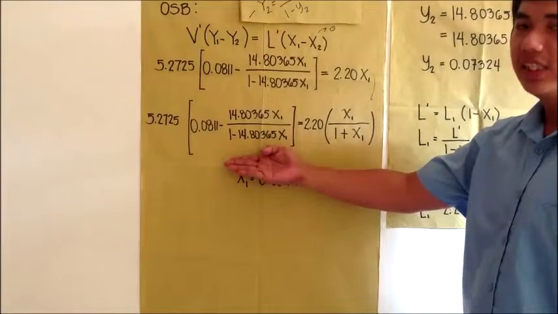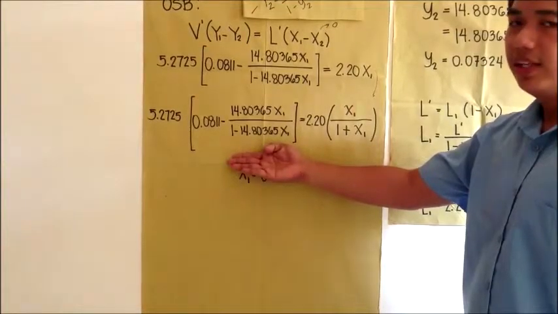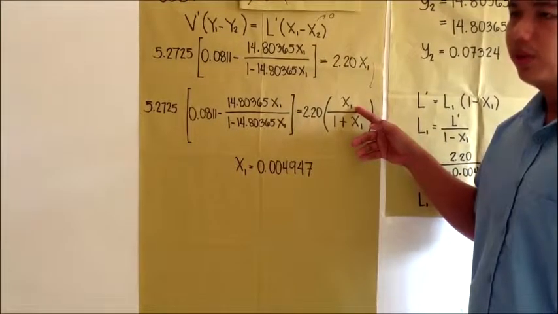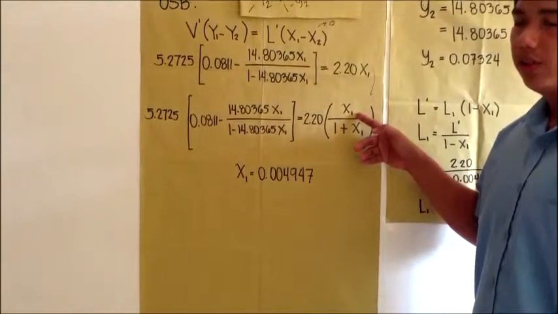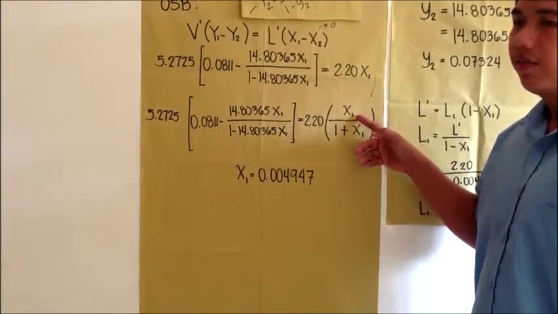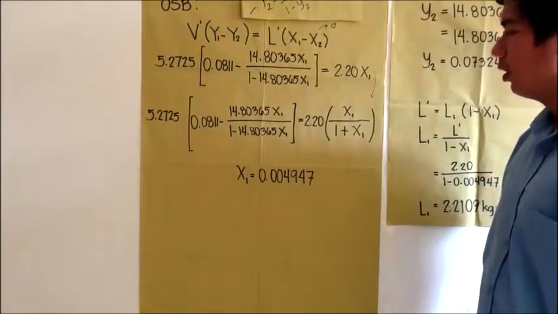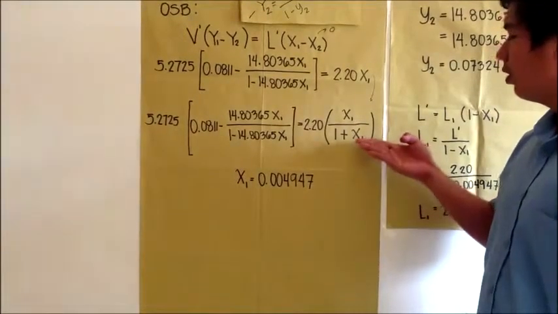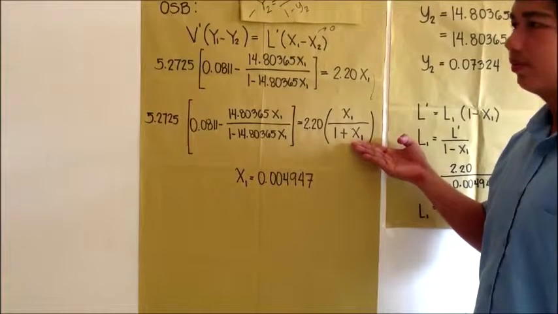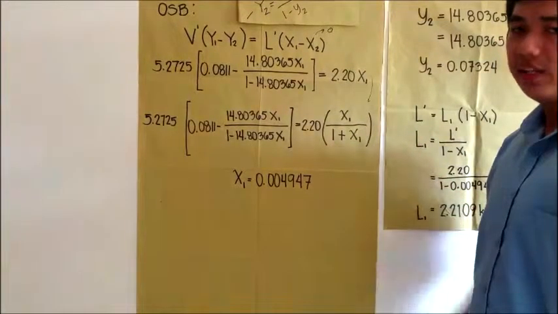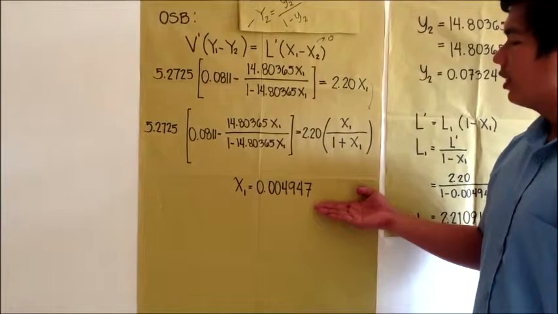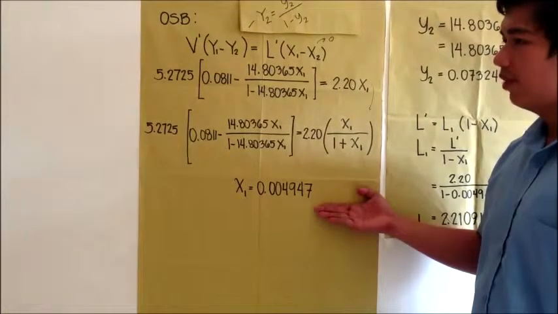We have our balanced equation with only one unknown, which is x1 or small x1, which is the mole fraction of solute on the leaving liquid. We can use any algebraic methods to solve for this variable. Upon calculation, we will arrive at a value of 0.004947.